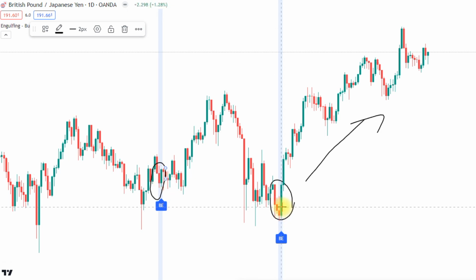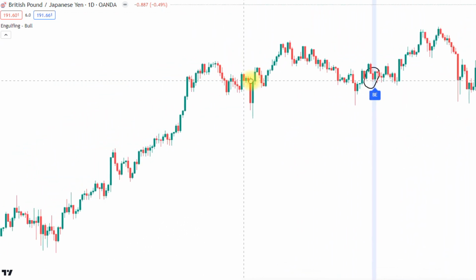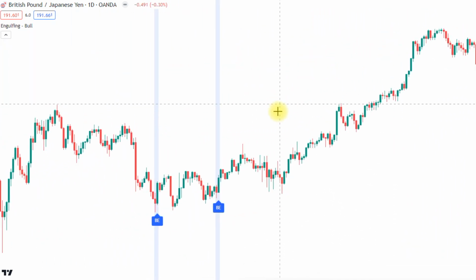So this is of course an indication also that this might not be that powerful. And you also see that the market continues sideways before it later on continues long. So depending on how patient you are, you might have stayed in the trade, but it wouldn't have worked right away after this pattern.